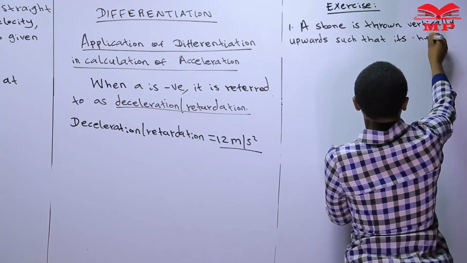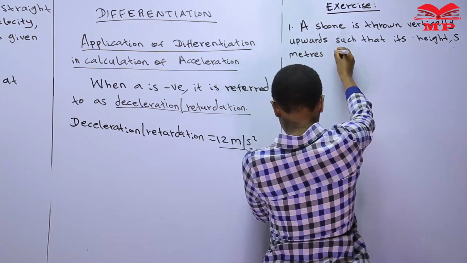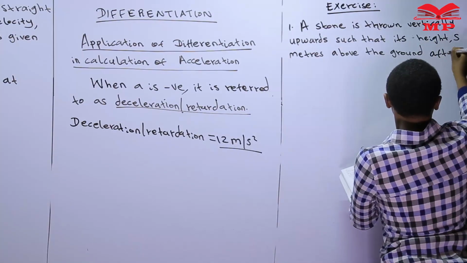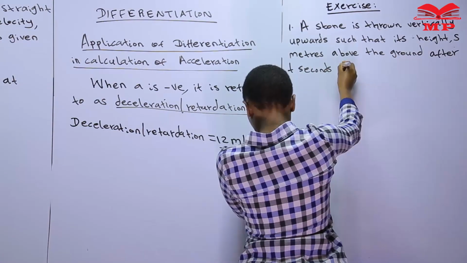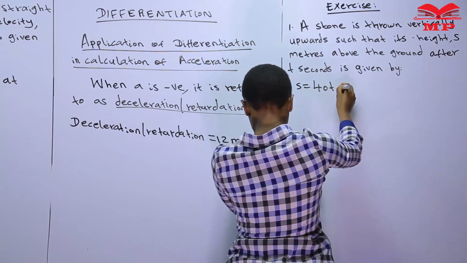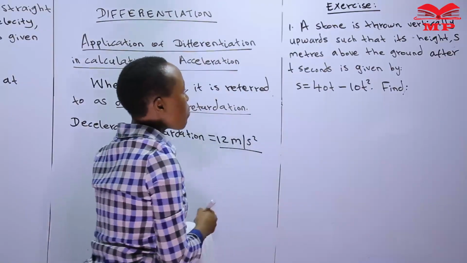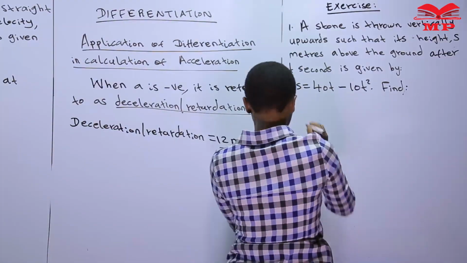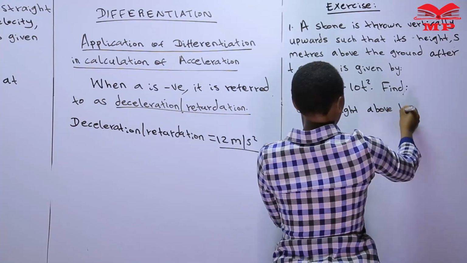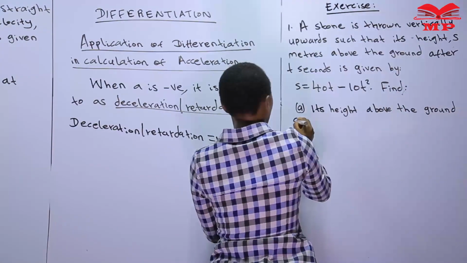its height S meters above the ground, after t seconds, is given by the following. S is equal to 40t minus 10t squared. Find. So you can see in our case here we have the height S meters, so our height is the distance. That height is the distance. So find A, its height above the ground after 2 seconds.